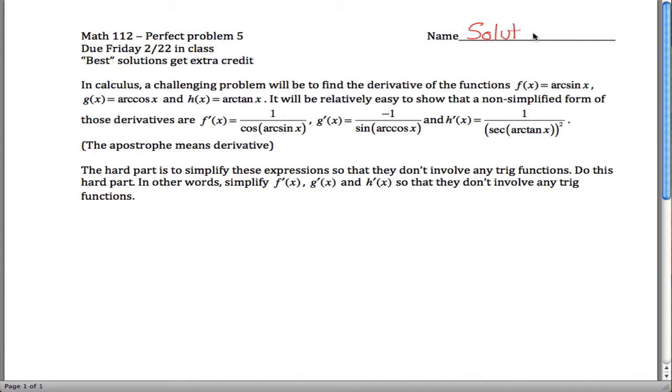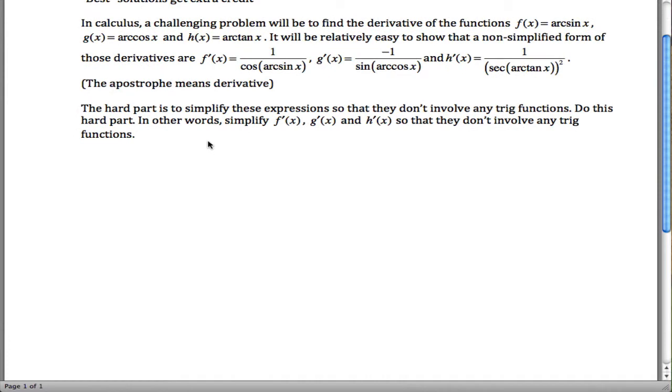Here are solutions to perfect problem 5 for Math 112. In short, we're asked to simplify three things. We're asked to simplify 1 over, well, the notation is f prime of x, which is 1 over cosine of arcsine of x.